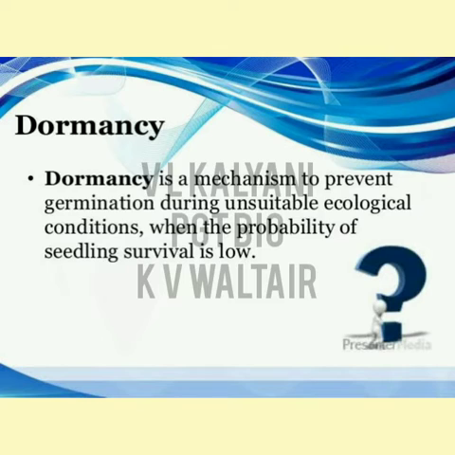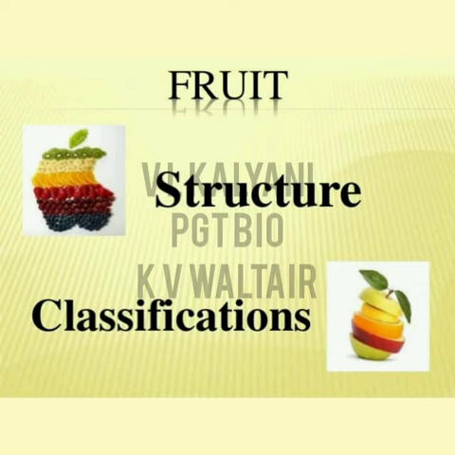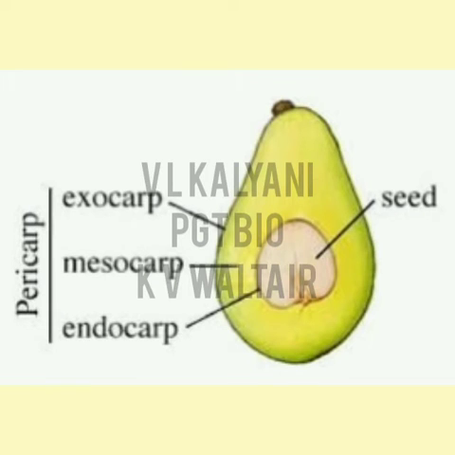So children, that is about the seed. And where are the seeds found? They are found in the fruit. What is actually a fruit? It is nothing but, after fertilization, the ovary develops into fruit. And the outer ovary wall develops into a wall which is called the pericarp.